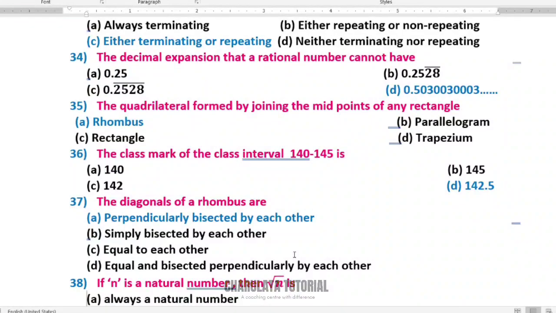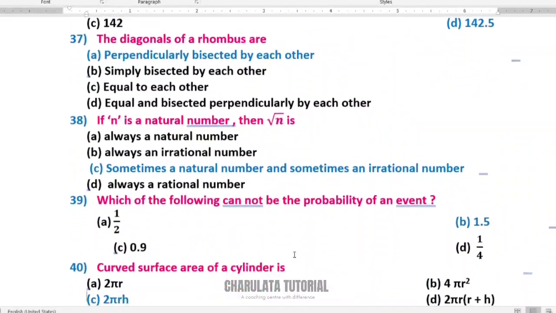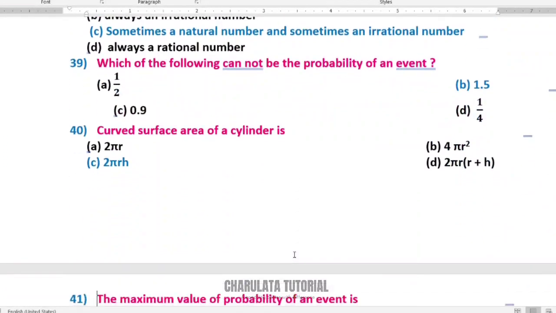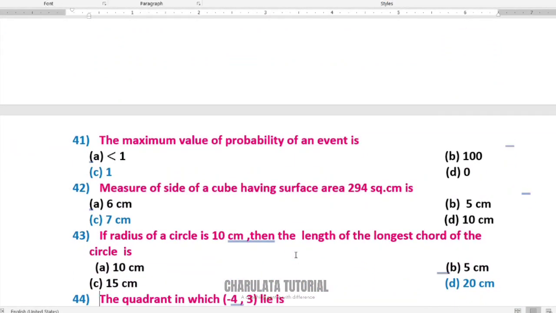If n is a natural number, then root n is, it is sometimes a natural number and sometimes an irrational number. Which of the following cannot be the probability of an event? We know that the probability of an event lies between 0 and 1, that is 1.5 cannot be the probability of an event. Curved surface area of a cylinder, curved surface area 2 pi rh, it is option C. The maximum value of probability of an event is 1.